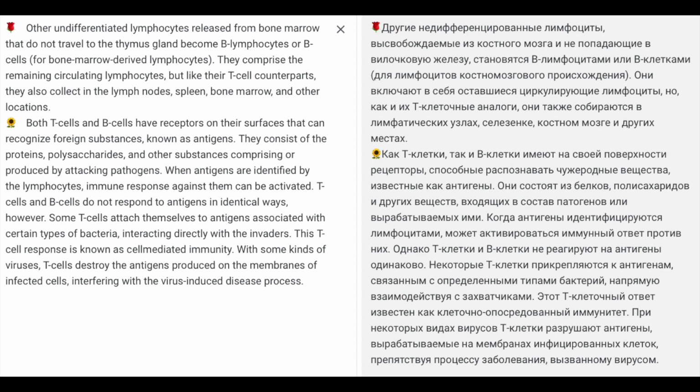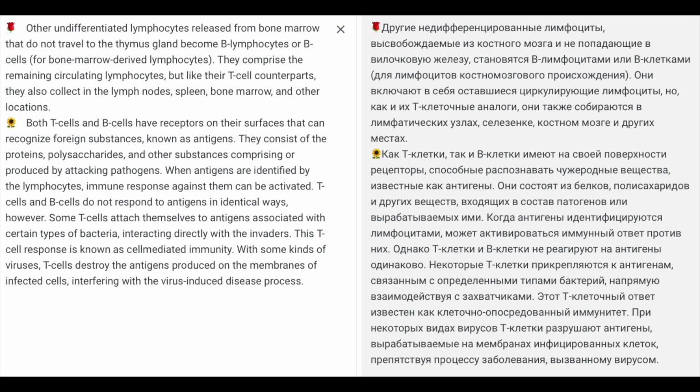They comprise the remaining circulating lymphocytes, but like their T-cell counterparts, they also collect in the lymph nodes, spleen, bone marrow, and other locations. Both T cells and B cells have receptors on their surfaces that can recognize foreign substances, known as antigens. They consist of the proteins, polysaccharides, and other substances comprising or produced by attacking pathogens. When antigens are identified by the lymphocytes, immune response against them can be activated.